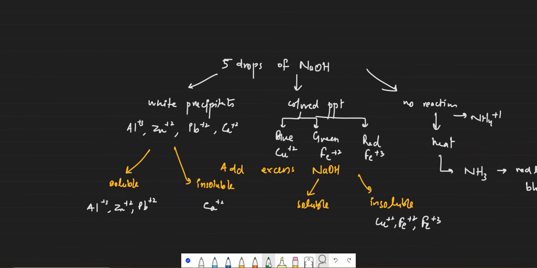Now let's change it to ammonia. Possibilities are going to remain the same. Calcium is not here anymore. If there is no reaction, there is a possibility that it is calcium.